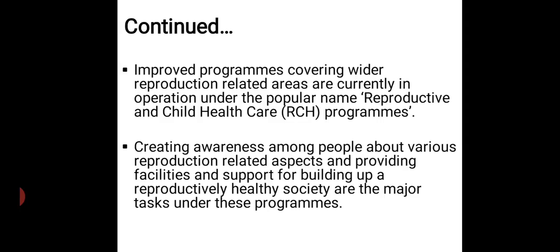So, in India, they have created Reproductive and Child Health Care Programs, creating awareness among people about various reproduction related aspects and providing facilities and support for building up a reproductively healthy society, which are the major tasks under these programs. So what are the major tasks? The aspects related to reproduction, and providing facilities and support for building up a reproductively healthy society. This is the main goal of RCH, that is Reproductive and Child Health Care Programs.